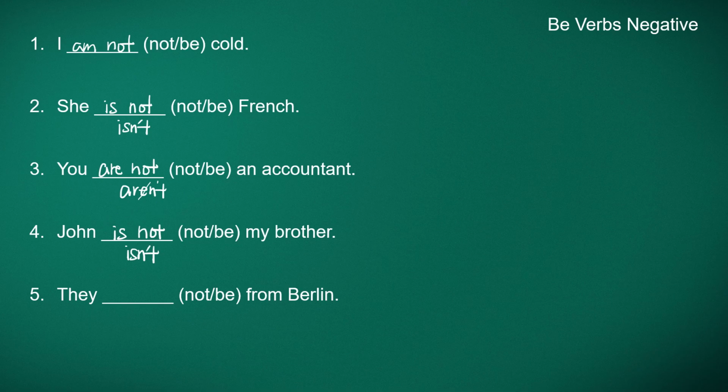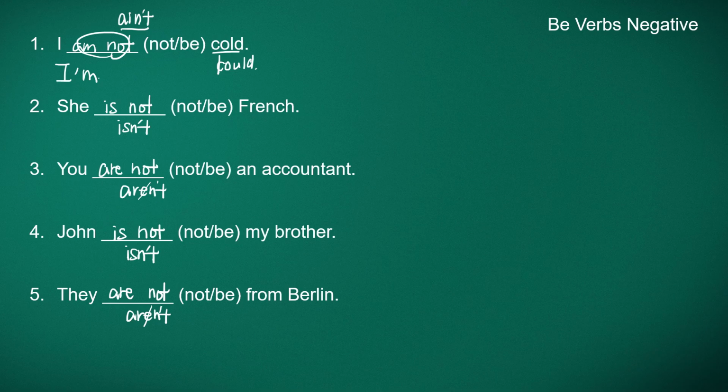They are from Berlin. They are not. They aren't. Again, do not pronounce the E sound. They aren't from Berlin. Let's go back to the first sentence. I'm not. So this one you can contract: I'm. Many people use the contraction ain't, but this is not quite proper.